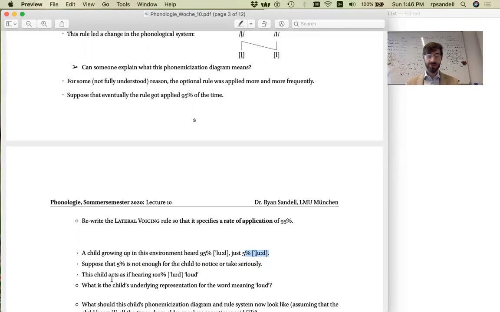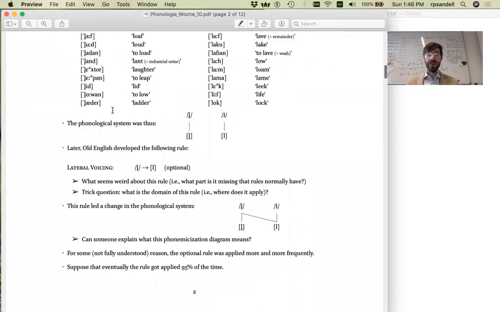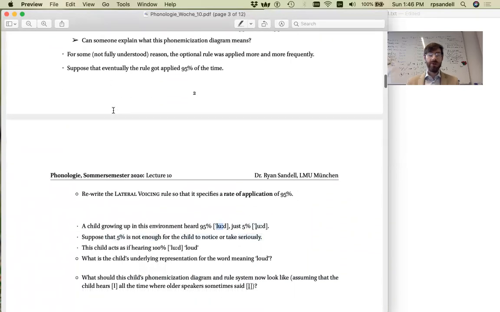And therefore, the child comes to the decision at that point that this word, lud, loud, must simply have a voiced lateral approximant.